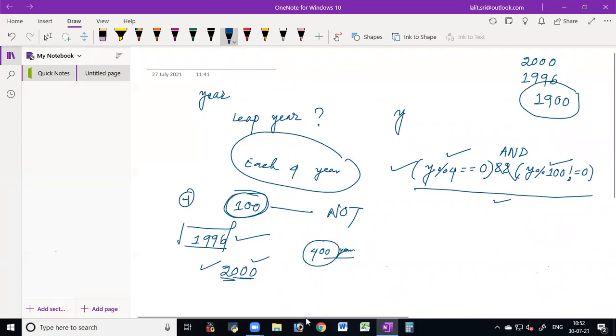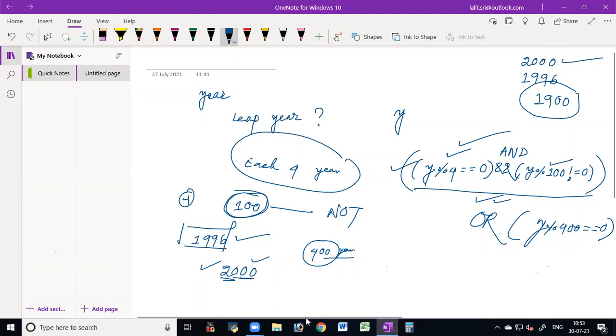But if it is divisible by 400, then no need to check all these. So the condition is like this: either this will be true, or Y modulo 400 is equal to 0. If the year is completely divisible by 400, then no need to check this. Otherwise, you have to check this. Either you have to check the year is divisible by 4 completely and not divisible by 100. This is one condition. Otherwise, the year is divisible by 400 completely. Clear? All of you clear?